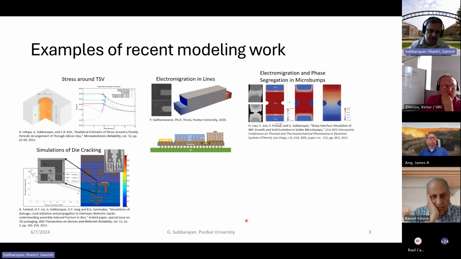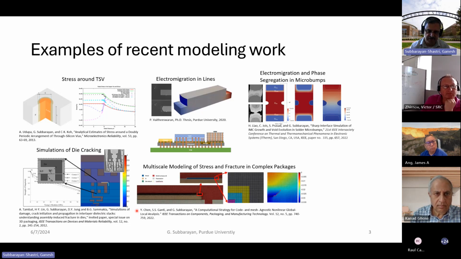We also worked on back end of line fracture problems, what we now call chip package interaction problems, before the term was coined. This was back in 2009. We started this project. We explained why certain layers cracks would originate at certain locations and what drove them during the reflow process. And we've also more recently developed computational modeling schemes to bridge multiple length scales.